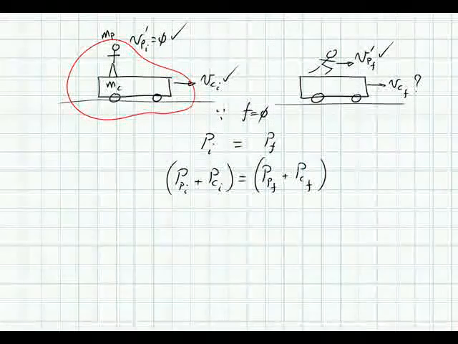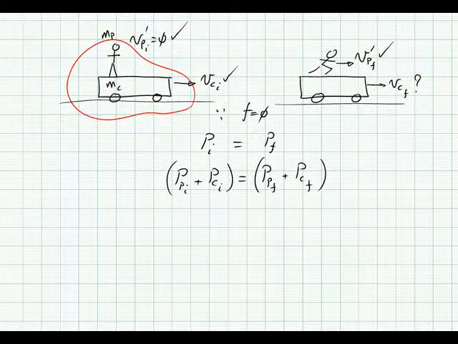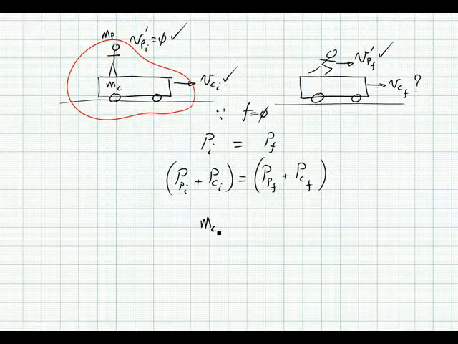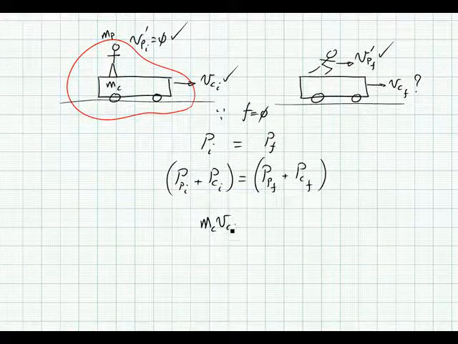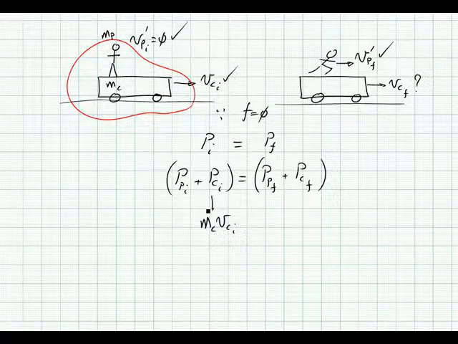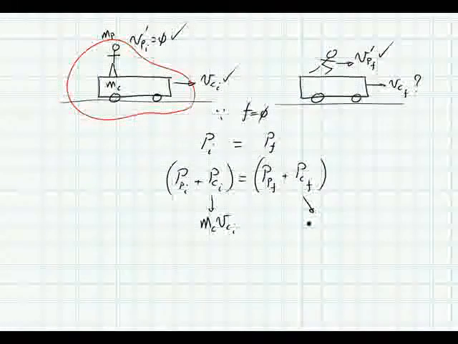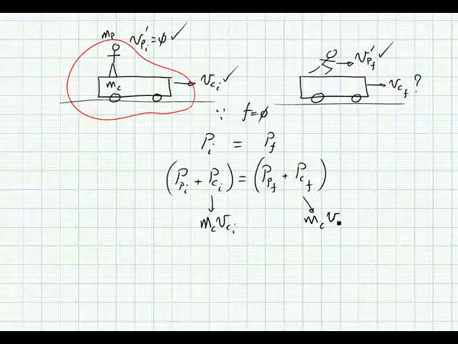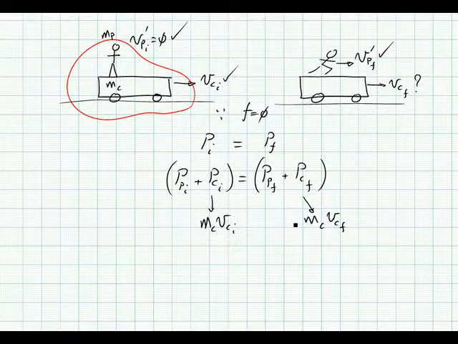Now to calculate momentum of the cart, well, that's simple. Momentum of the cart initial is simply mass of the cart times velocity of the cart initial. That's this term right there. Momentum of the cart final, that's simple too. That's mass of the cart times velocity of the cart final.